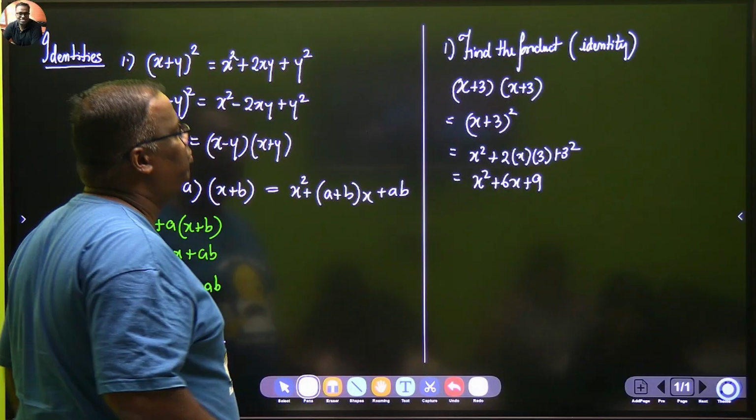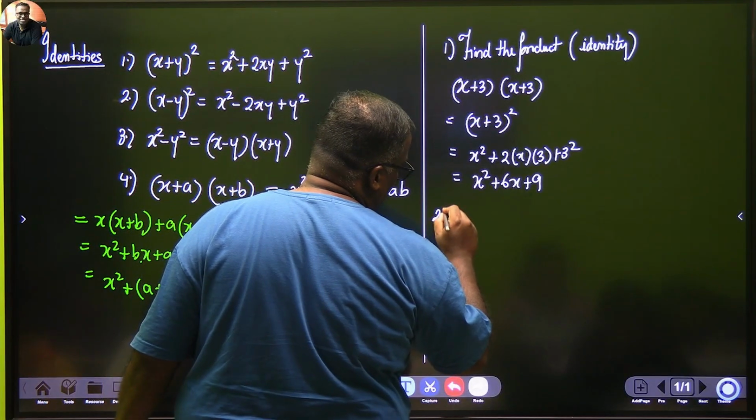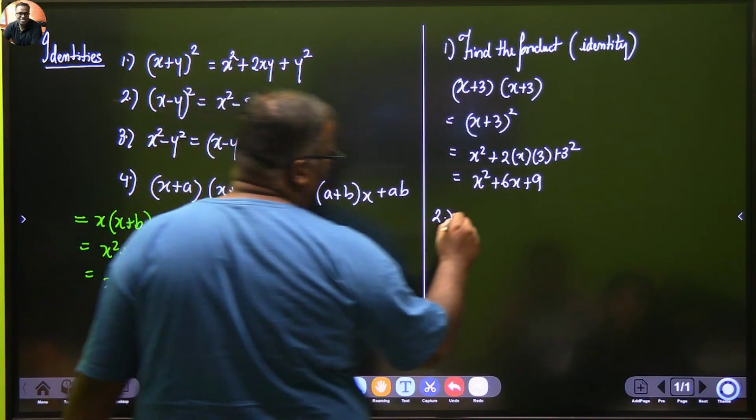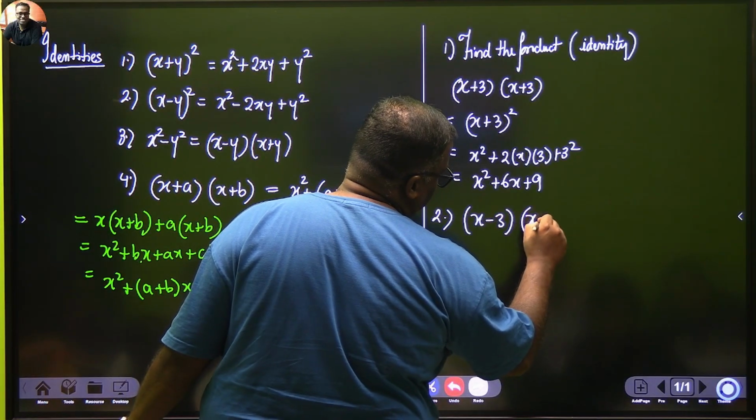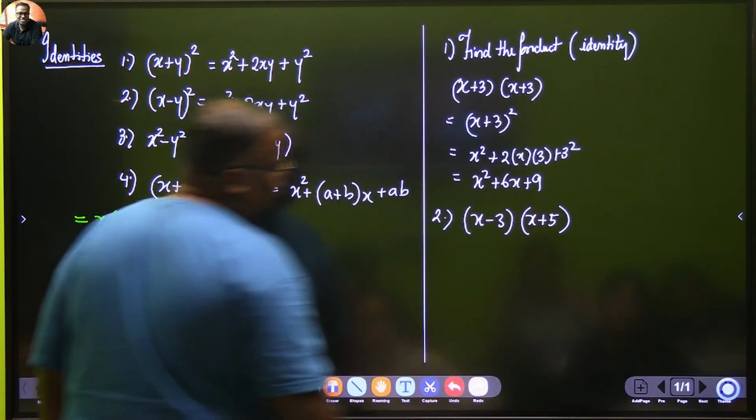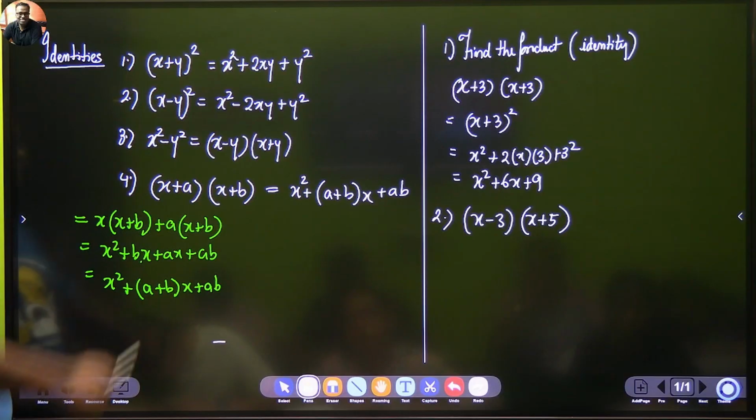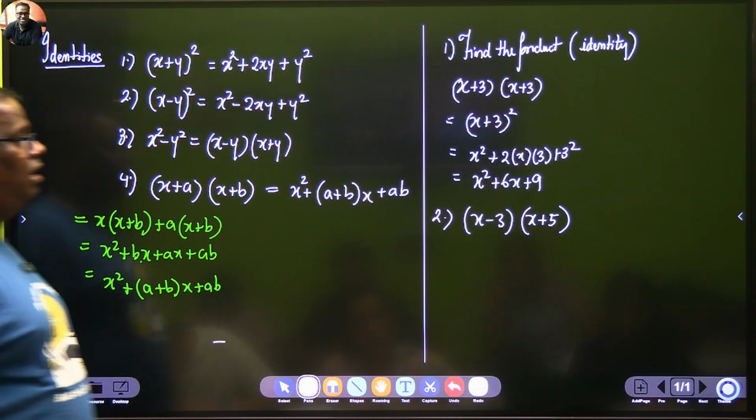Okay. Our next question. Using suitable identity, try to solve (x - 3)(x + 5). Now look, this is in which format? कौन सा identity दिख रहा है? ये वाला identity है. So what do we do here?